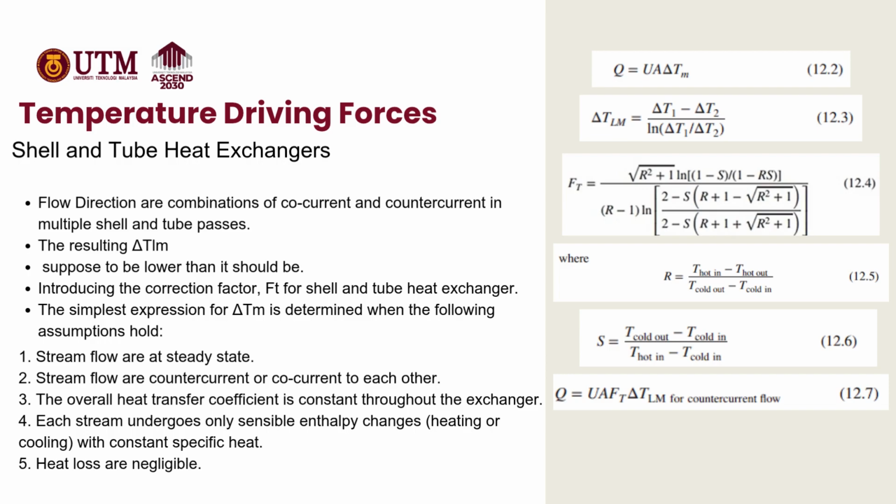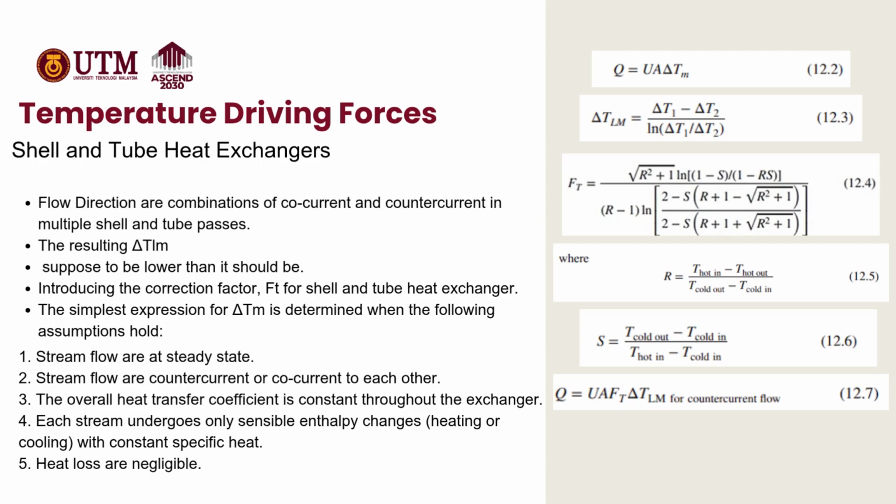In a real life shell and tube heat exchanger, the flow is not purely countercurrent or co-current because of the multiple tube passes and the single shell pass. The flow direction is a combination of both co-current and countercurrent. Because of this mixing, the log mean temperature difference that we calculate is actually higher than the true driving force, so we introduce a correction factor called Ft to get the real mean temperature difference.